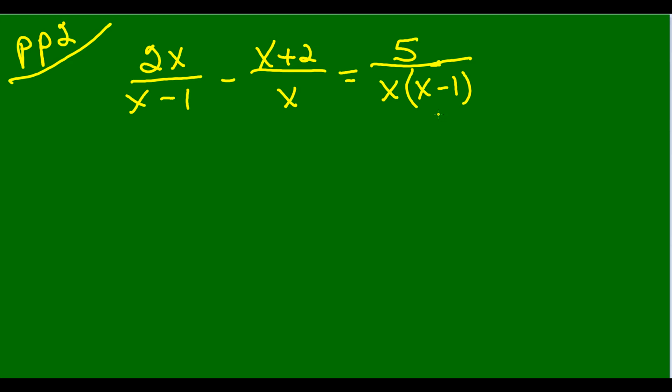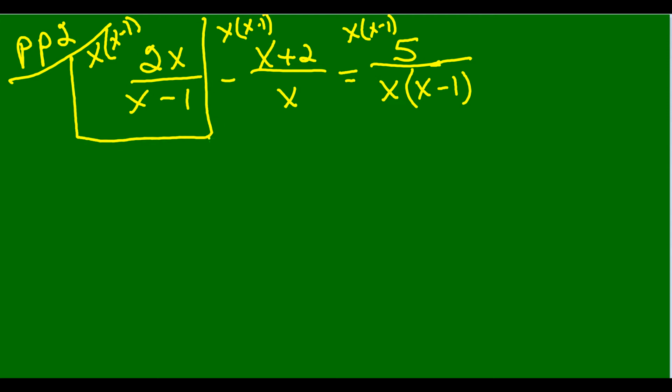Okay, so if I'm going to multiply this by x times x minus 1, I'll do it up here. It's x times x minus 1, x times x minus 1, and this one, x times x minus 1. All three of them. Okay, what I like to do is box them so I can see inside the box what needs to be simplified without being distracted as to what's next to me.